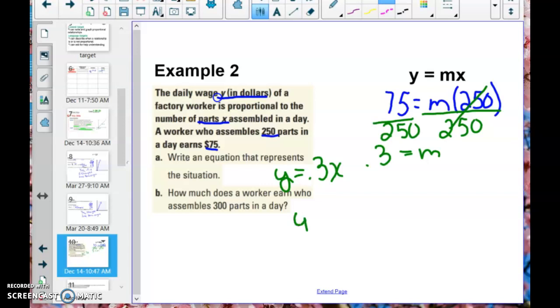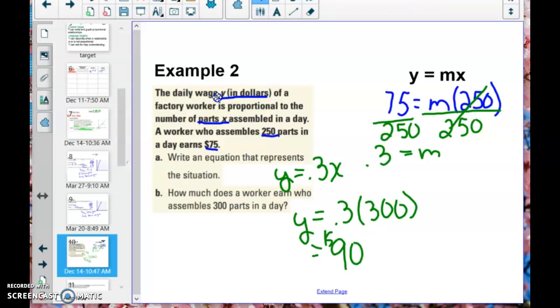So now part B says, how much does a worker earn who assembles 300 parts in a day? Well, I would fill 300 in for x. So I would fill in 0.3 times 300. So that means that the worker is going to make $90 for making 300 parts in one day.